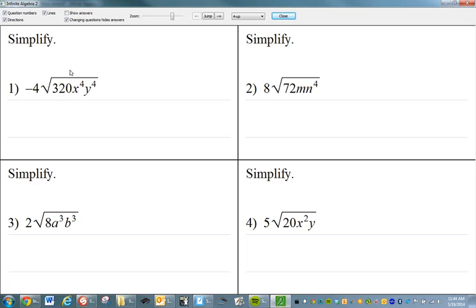Yeah, because it's blocking the motion. Okay.